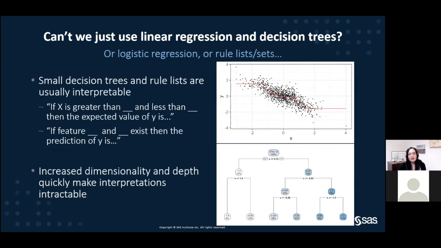And other things like rule lists and logistic regressions are also easy when they're small. For example, for trees, when the depth is small and the number of variables is small, then it's easy to interpret. For example, here you can say, hey, if X is in a certain range, then the predicted Y is of this value. Or for a rule list, you can easily say if feature A and B exist, then the prediction Y is something. However, if you increase the dimensionality and the depth, then this quickly makes interpretation intractable.